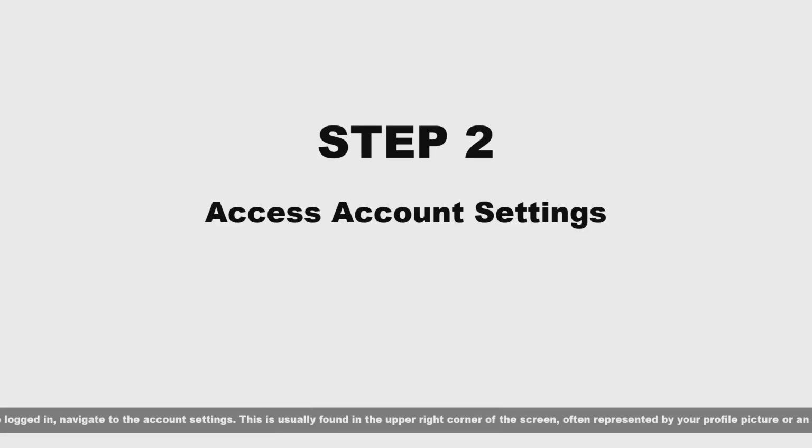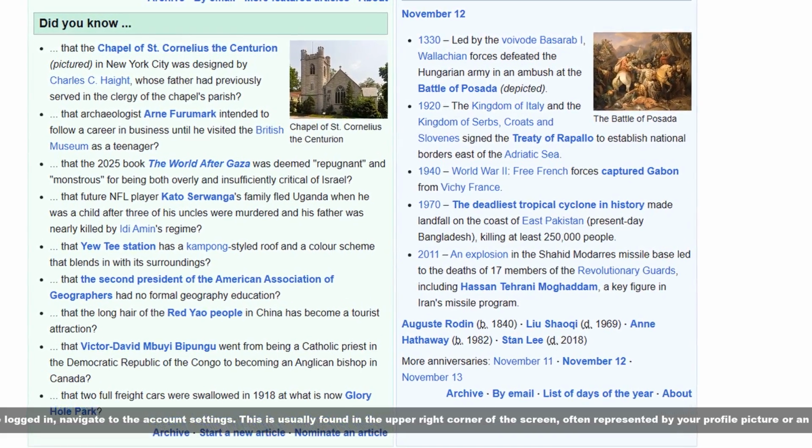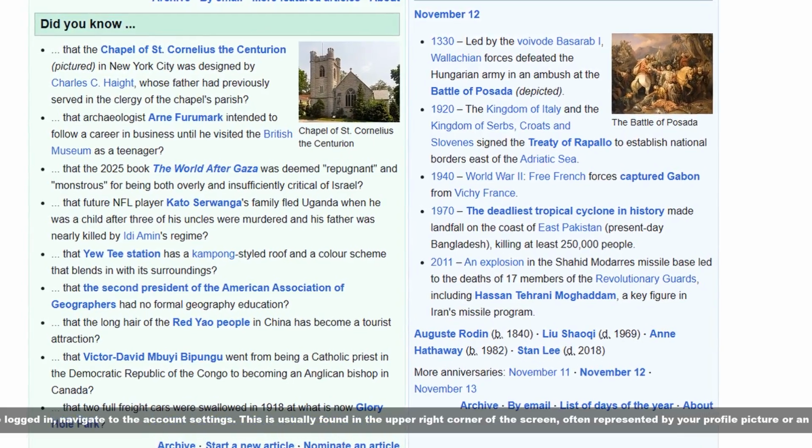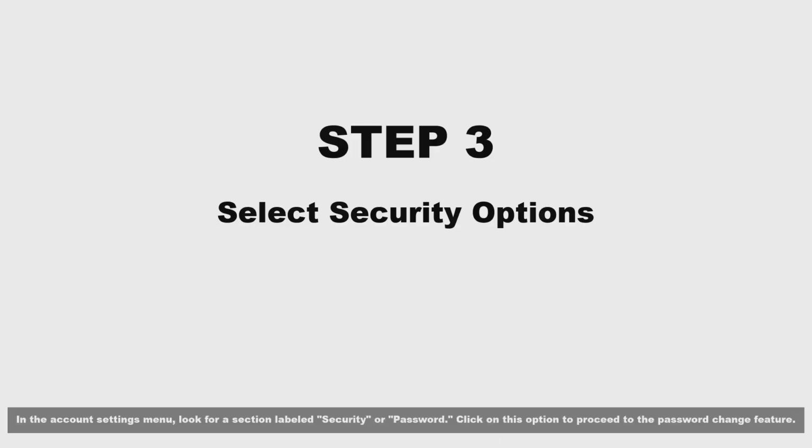Step 2. Access account settings. Once logged in, navigate to the account settings. This is usually found in the upper right corner of the screen, often represented by your profile picture or an icon.